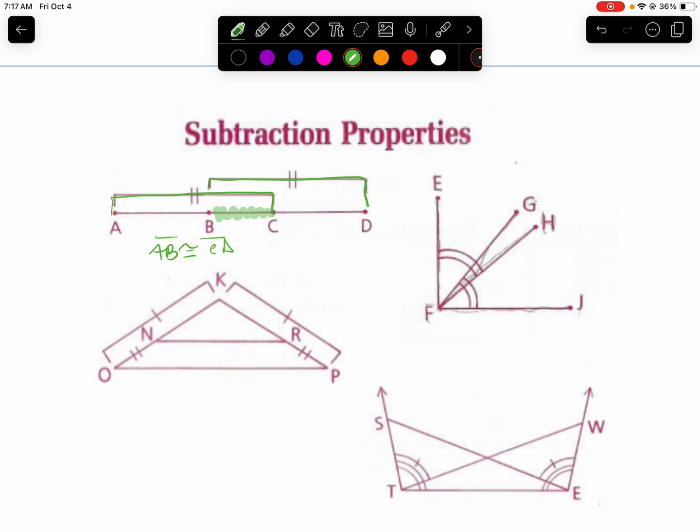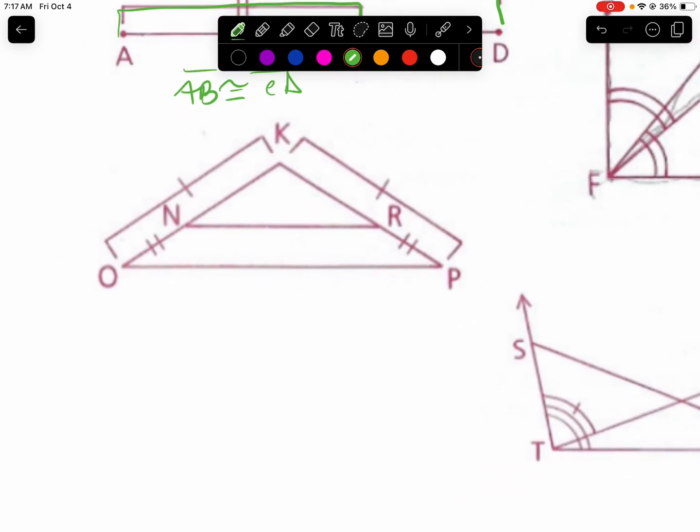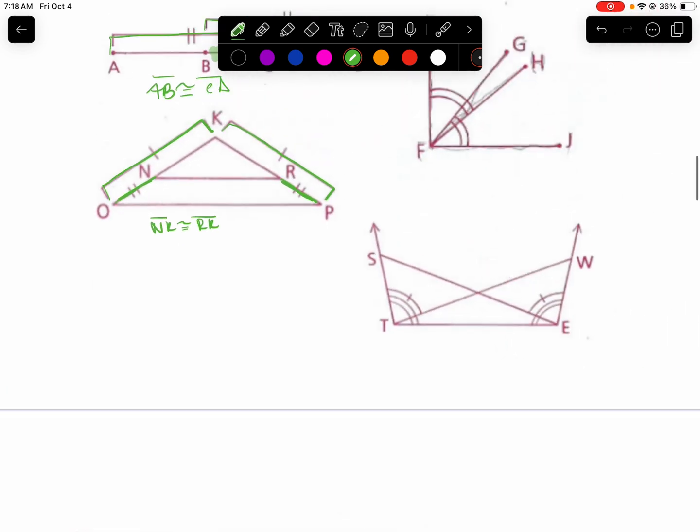If I look down here at this picture, we know that this whole piece, KO, is congruent to KP. We see that ON is congruent to RP. By the subtraction theorems, now we can say that NK is congruent to RK. And we'll talk about the wording in just a second.